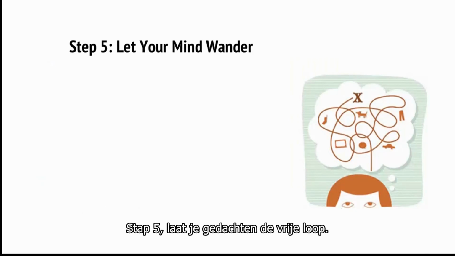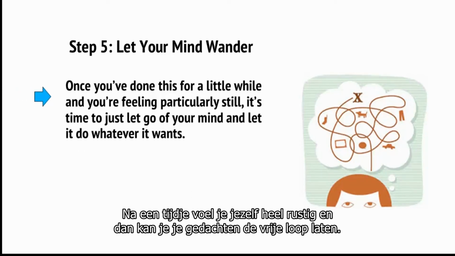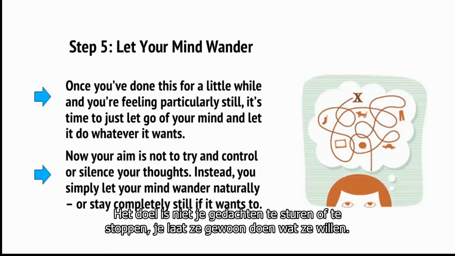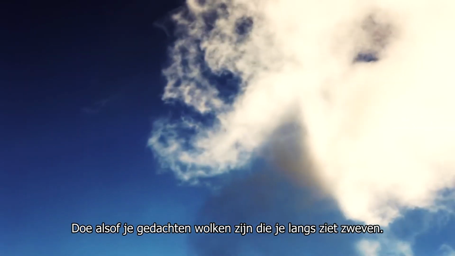Finally, step 5, let your mind wander. Once you've done this for a little while and you're feeling particularly still, it's time to just let go of your mind and let it do whatever it wants. Now your aim is not to try and control or silence your thoughts. Instead, you simply let your mind wander naturally, or stay completely still if it wants to. The description that's often used is that you're watching thoughts go by like clouds.